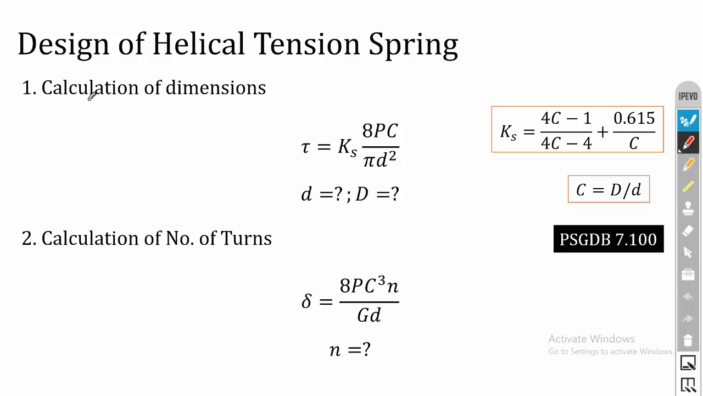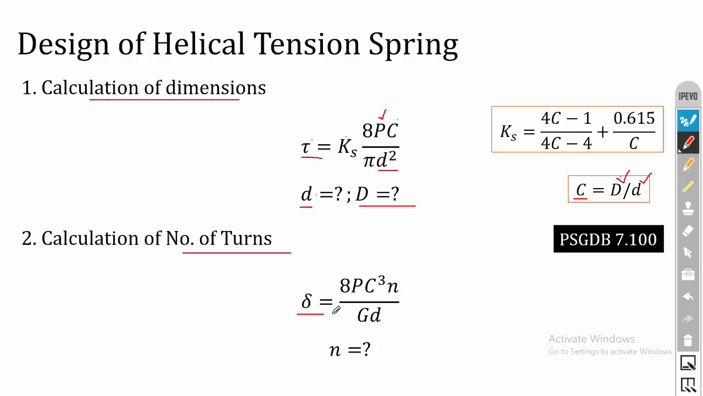So the first step is calculation of dimensions. In the problem, they will specify the shear stress of the material and the spring index and load value. So by substituting the value of tau, Ks, P, C, we can calculate the diameter of the wire, and we know that the spring index C is the ratio between coil diameter and wire diameter. So by substituting the value of d in the C equation, we can calculate the capital D. So after calculating the diameter of the spring, then the second step is calculation of number of turns.